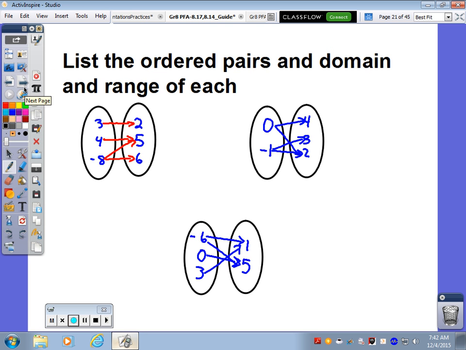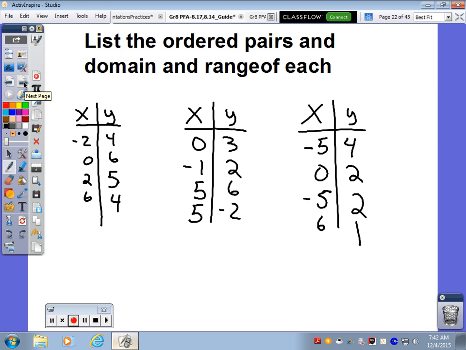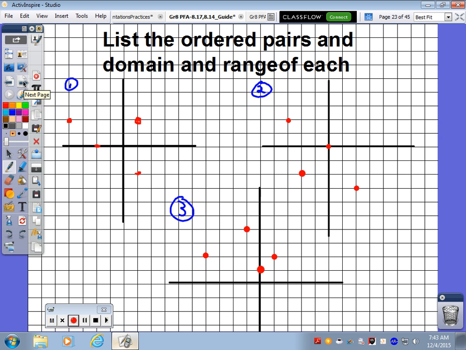I'd like you to go ahead and bring these to class. I want you to do the ordered pair for each mapping here, and then the domain and range of each. I want the ordered pair for each table and the domain and range of each. And here's 3 graphs, and so I want the ordered pairs and the domain and range of each one. I'll be checking this in class tomorrow.